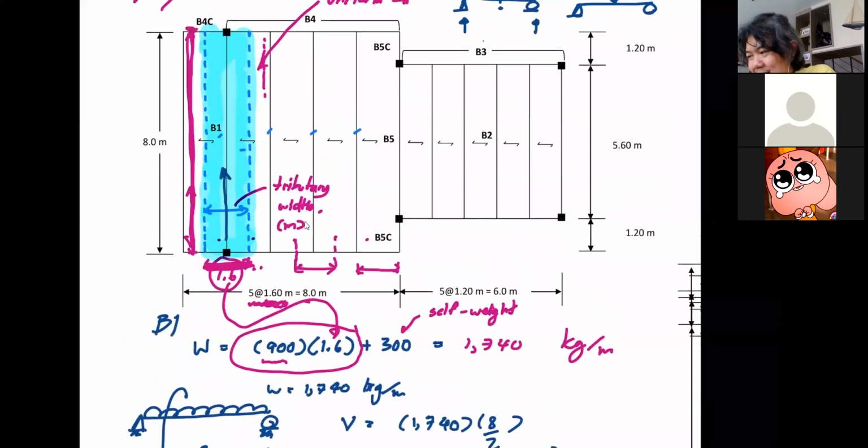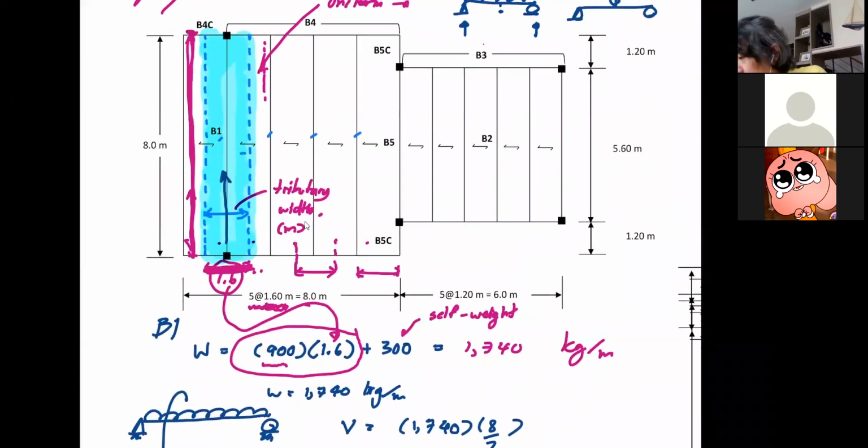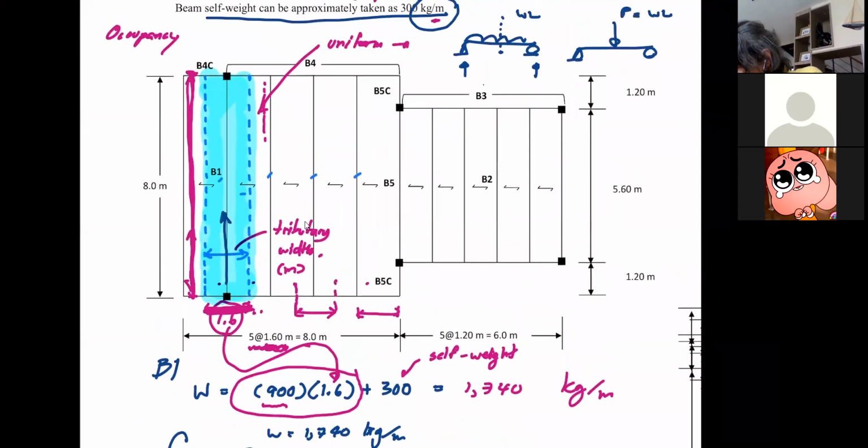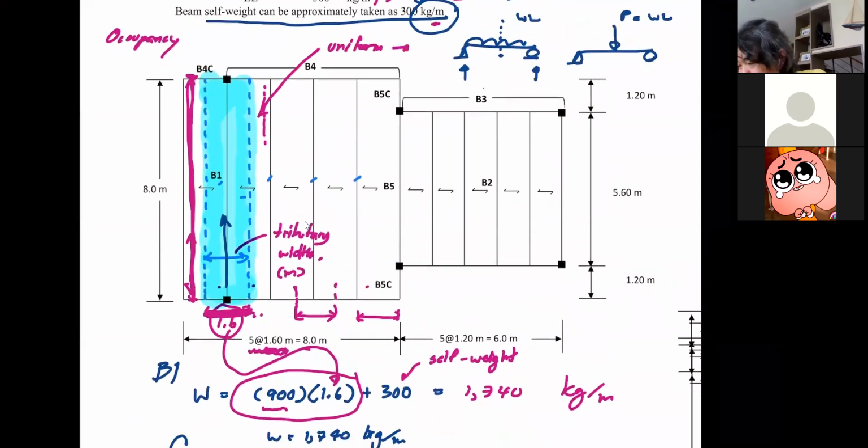So that's B1 over and done with. B2 is quite similar in nature. It's pretty much the same as B1, but the tributary width is different this time. Let's focus on this B2. I'm going to draw this B2, okay?